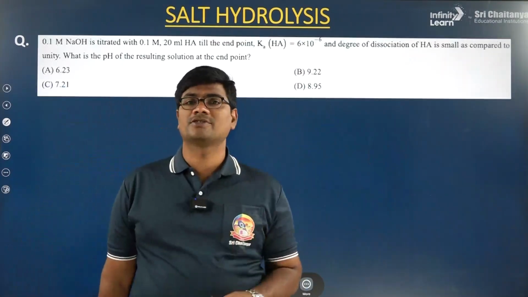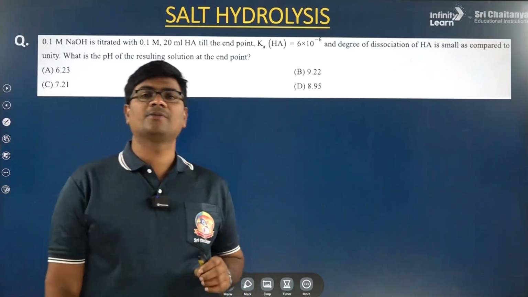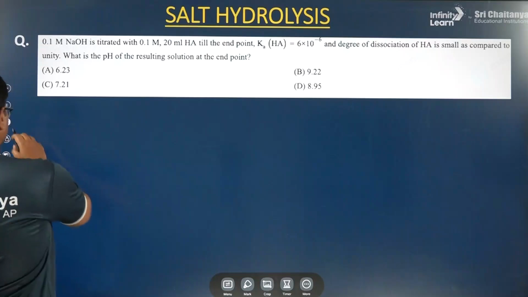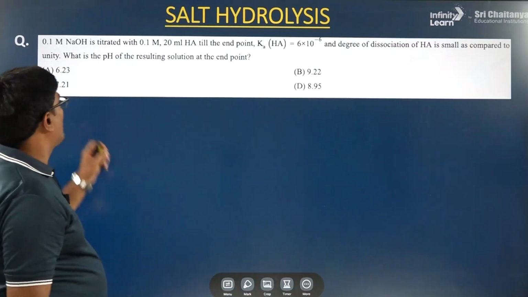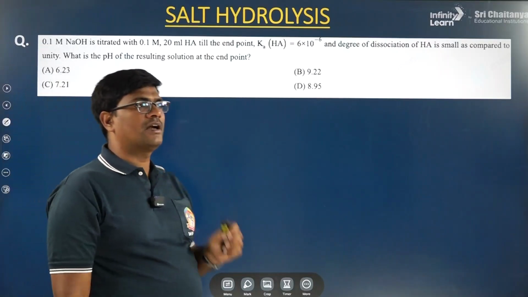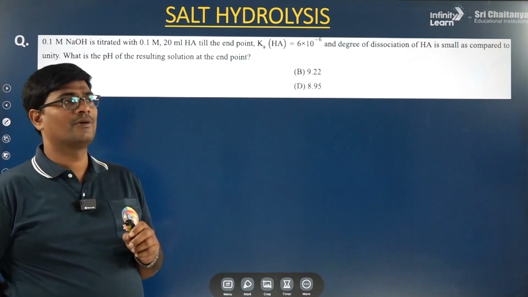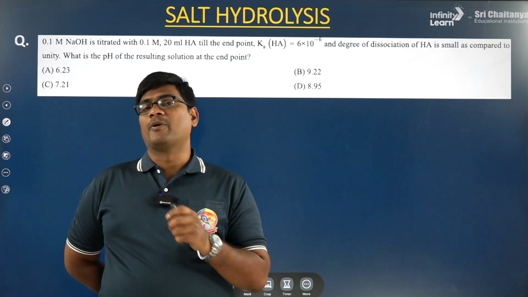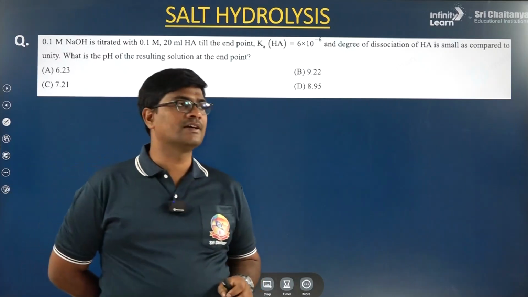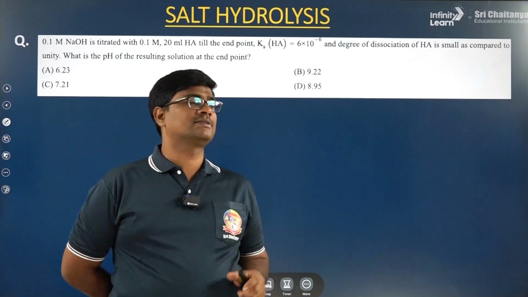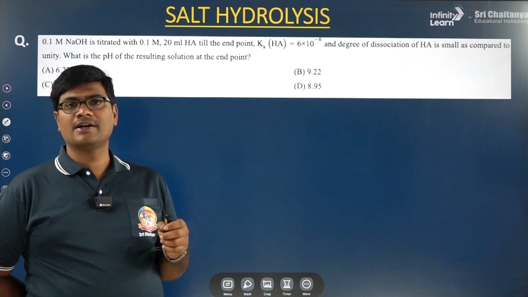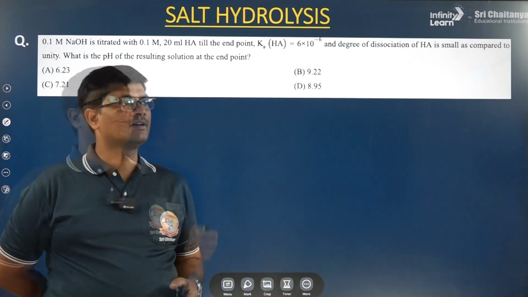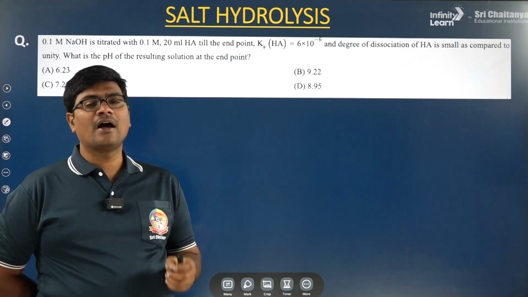This is also about salt hydrolysis. This is a little tricky, about practical chemistry, but let us see what is happening in this question. 0.1 molar NaOH solution is titrated with 20 ml of 0.1 molar monobasic acid HA, till the end point, and Ka of the acid is given as 6 into 10 power minus 6, and the degree of dissociation of HA is very small compared to unity, so alpha is neglected. What is the pH of the resulting solution at the end point?